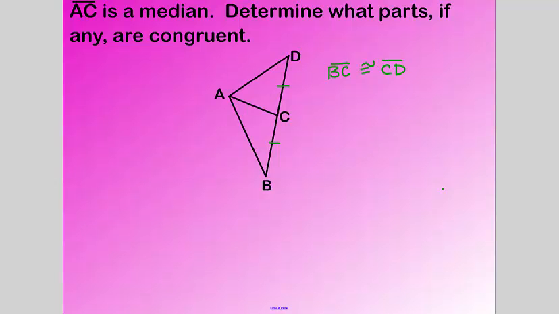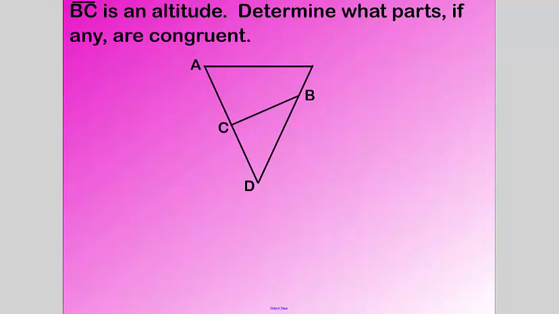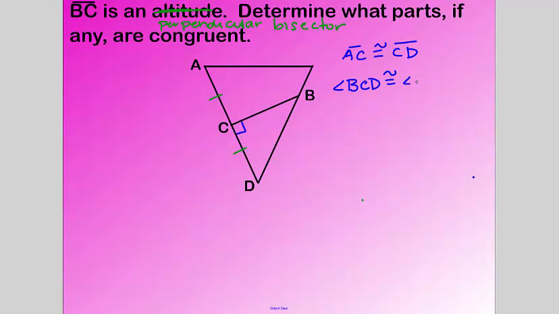And in this last one, it shouldn't be an altitude, it should actually be a perpendicular bisector. My apologies for the typo. It would cut this bottom side in half because it would bisect it, and it would form a right angle right here. So I would have that AC is congruent to CD, and I could even say that angle BCD is congruent to angle BCA because they're both right.